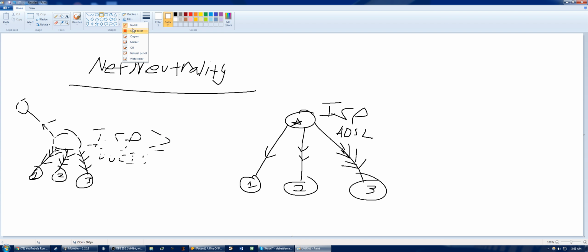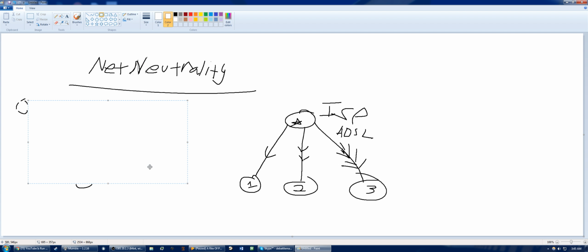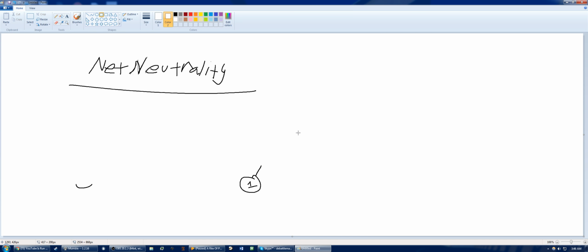Fill. Solid color. Now I got a big white square. Cool. This is good. And I'm just going to delete this, and delete this, and delete this, and delete that.